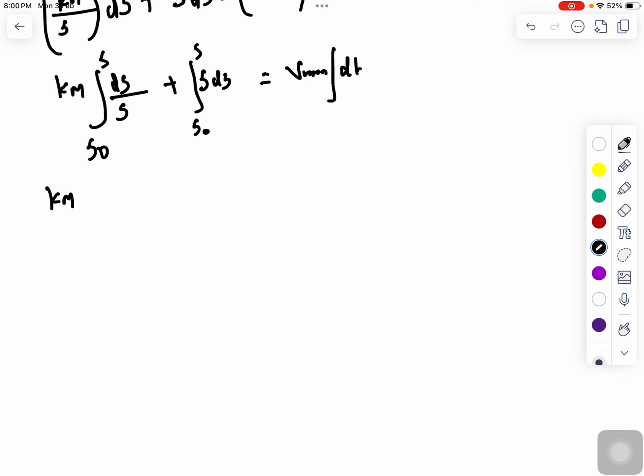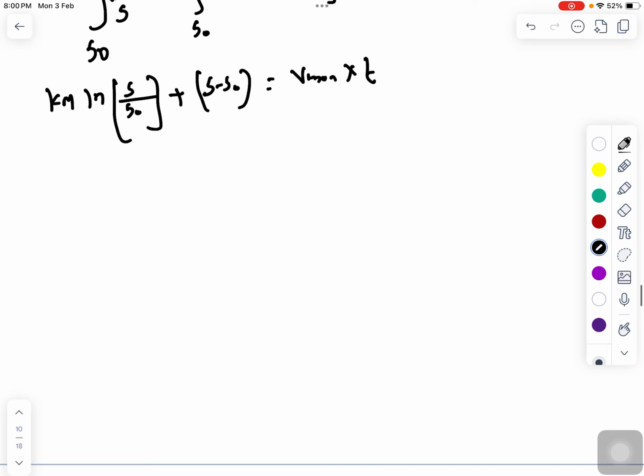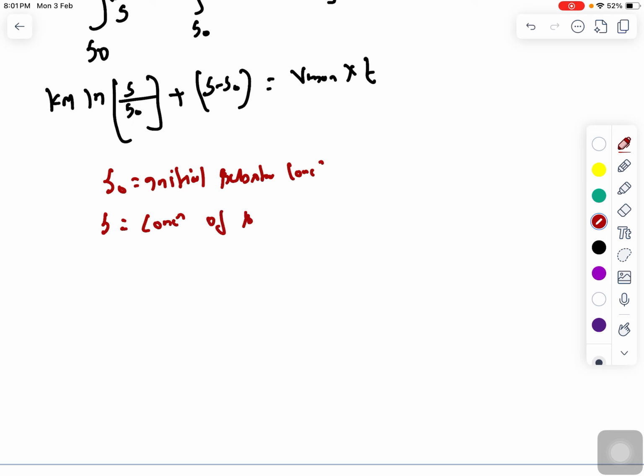So I can write Km into ln S divided by S naught plus S minus S naught equals Vmax into T. So you can calculate the time required to decrease the concentration of substrate from S naught to S. Here S naught is the initial substrate concentration and S is the concentration of substrate at any time t, and Vmax is obviously the maximum rate and Km is the Michaelis constant.